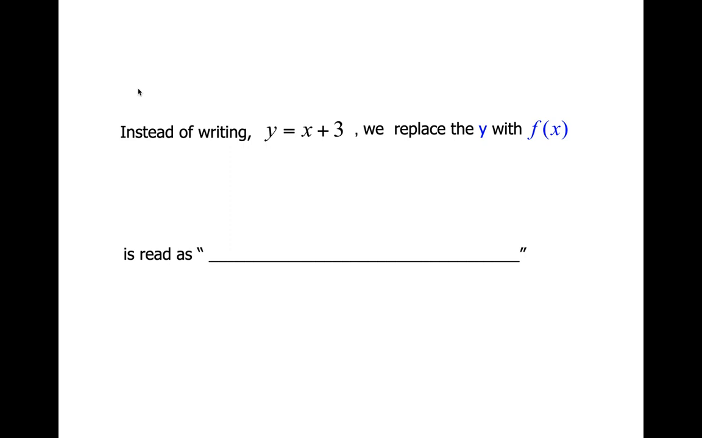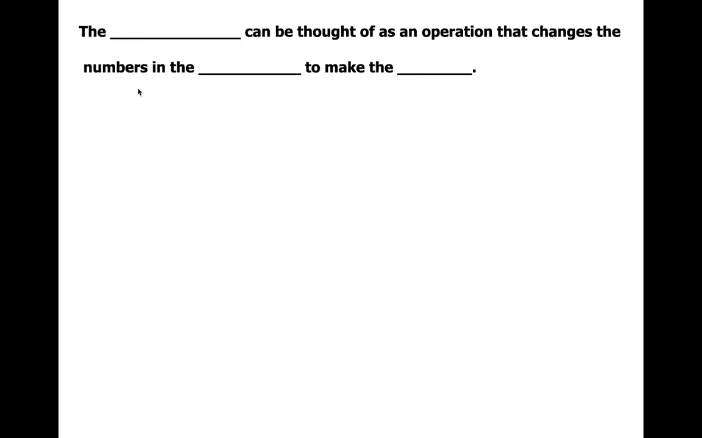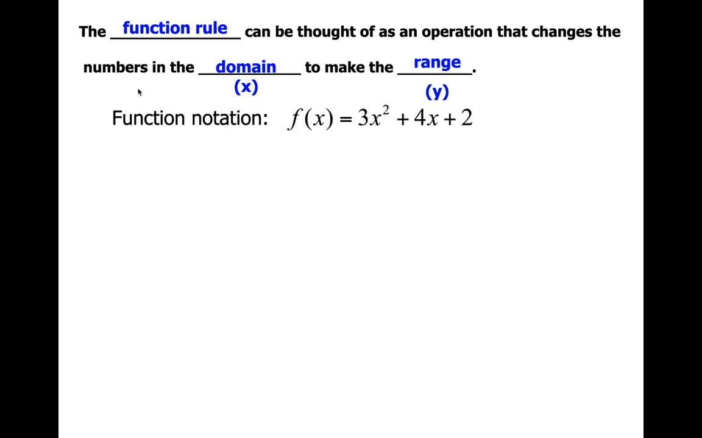So instead of writing an equation, y equals x plus 3, we take out the y and we replace it with f of x, so it looks like this. And we read it as f of x equals x plus 3. The function rule can be thought of as an operation that changes the numbers in the domain to make the range. So we take the x values and we turn them into y values.